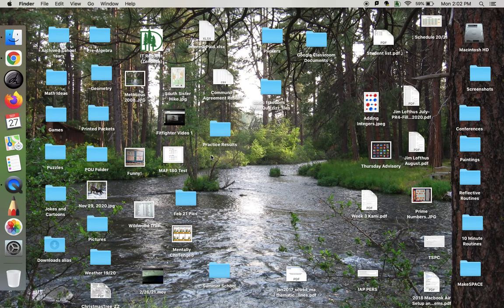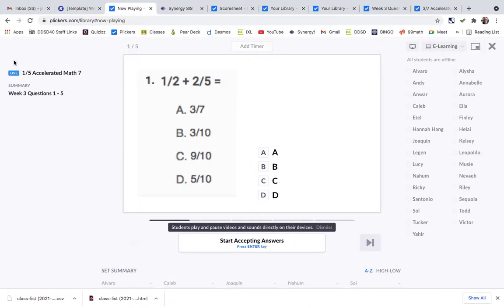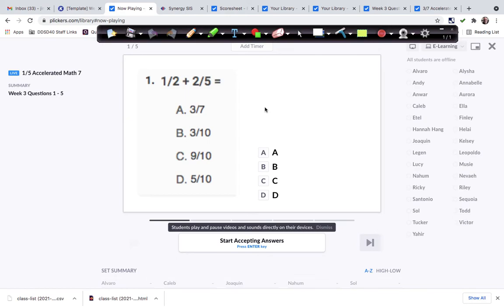This is the first recap for Monday, September 27th. This is the answer key for questions 1 through 5 from today. So here's the first problem. It is 1/2 plus 2/5.